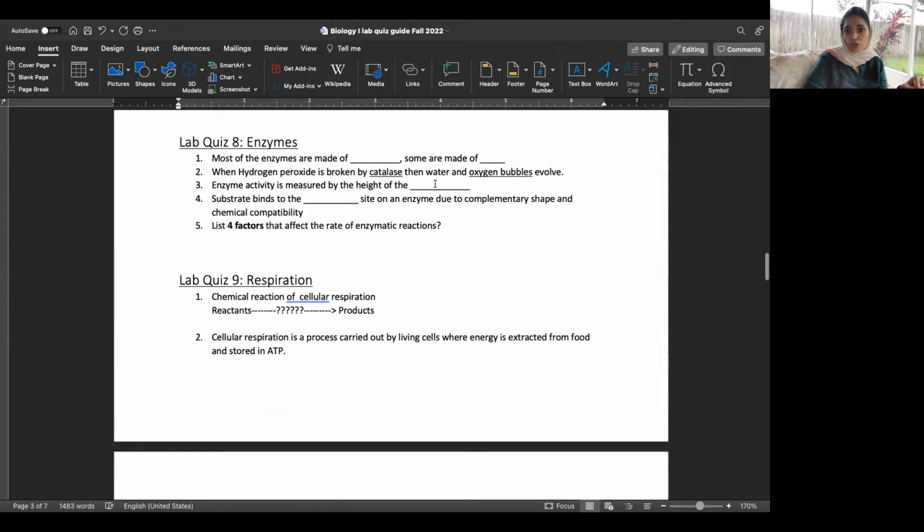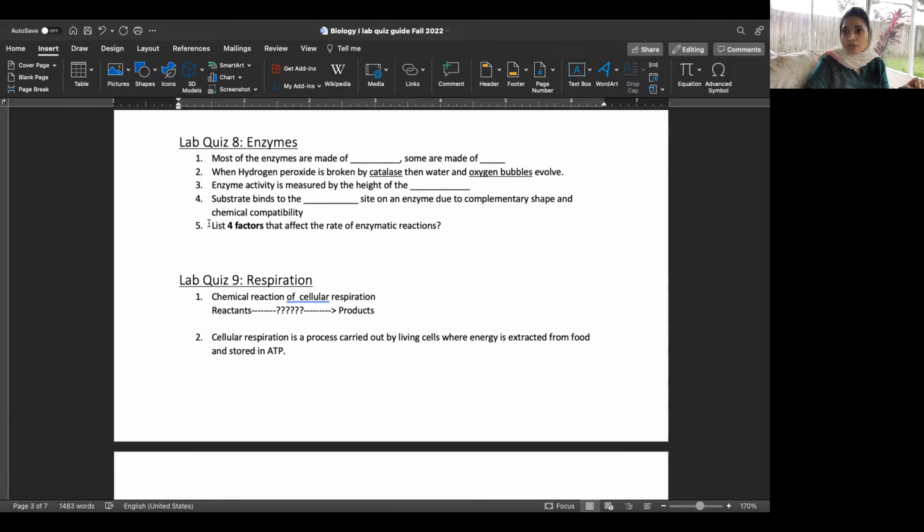Most enzymes are made of blank. Some enzymes are made of blank. Hydrogen peroxide, what is its molecular formula? What is it broken into? What is it broken by? And height of the blank, what does it mean? I hope you have all the answers. I made the guide key available as well. You have the key also. So I hope you have those.